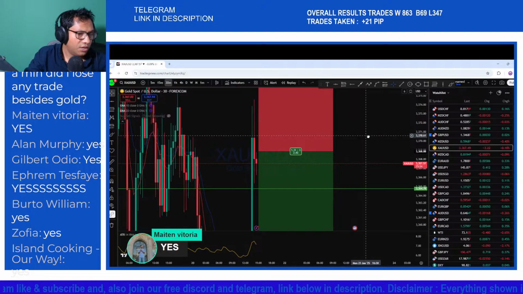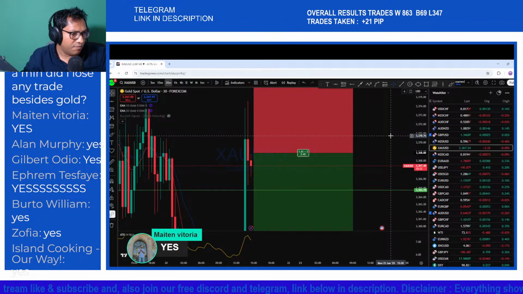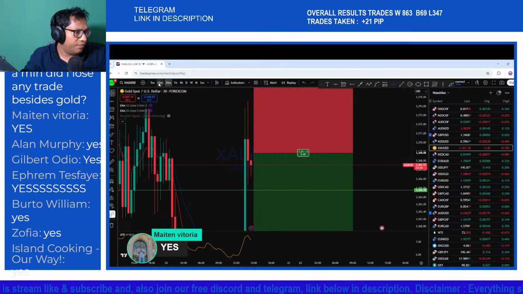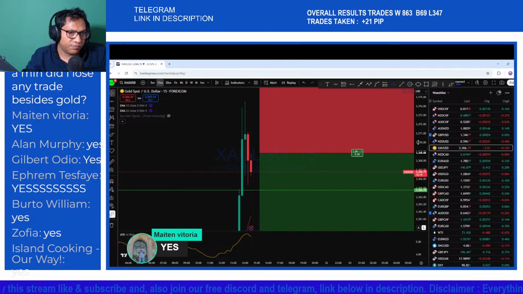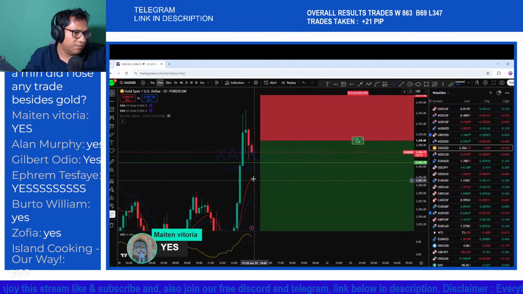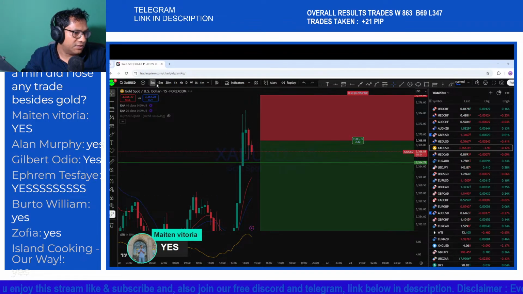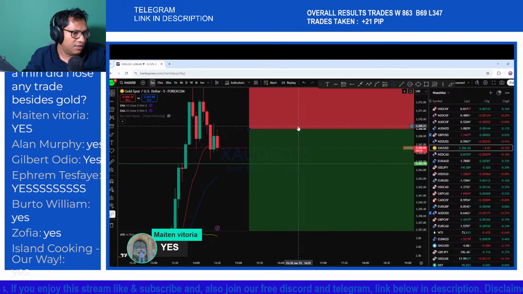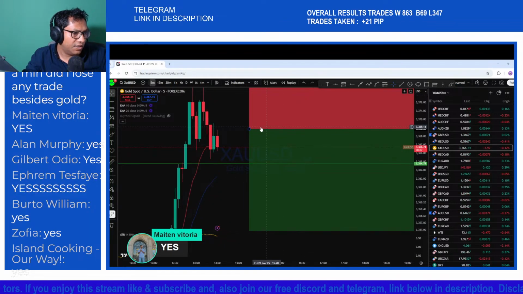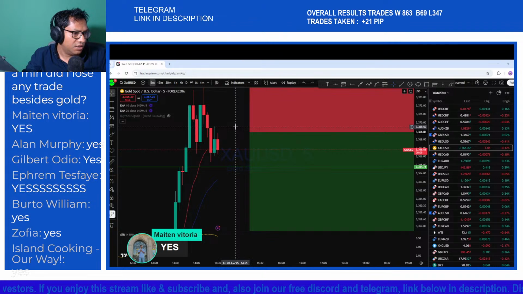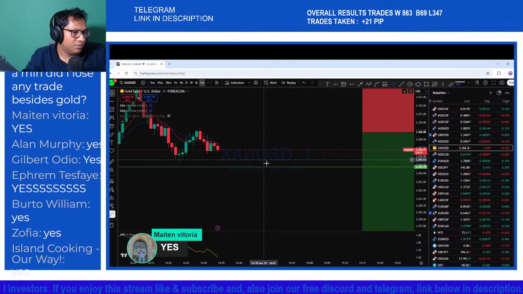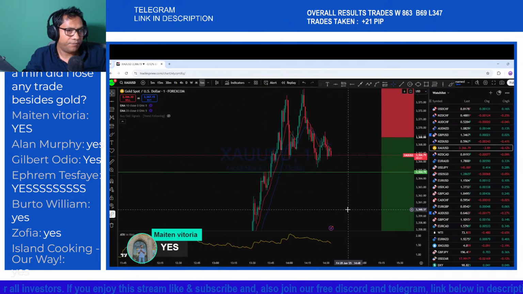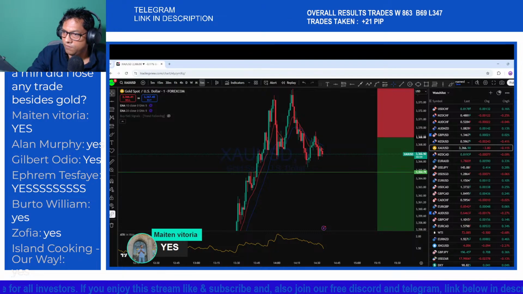so far we are on the profit side, but on the 15 minutes price action I would like to see it breaking below here. That's the key. So on the 5 minutes you can see the candle is closing as potentially a bear candle. The price action is showing bearish so far.